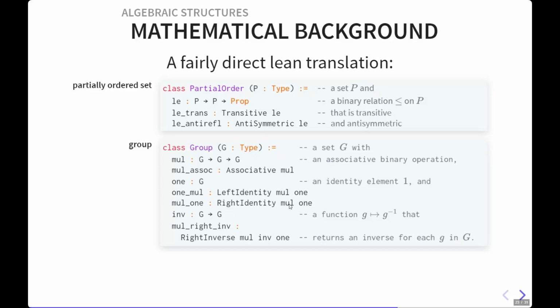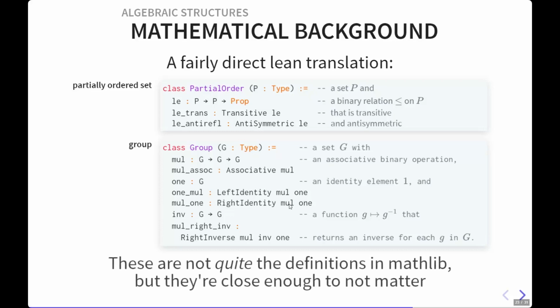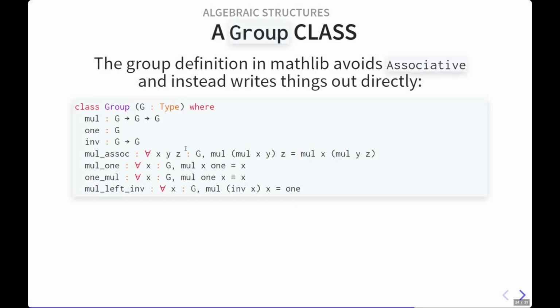And what I've written here for the group isn't actually how Mathlib writes it. It does have these associative, left identity, right inverse things, but that just makes things less pleasant for new users. So what Mathlib actually contains is it just writes these things out in full. So here you've got associativity. We're referring to this mul field that we defined earlier. This is still pretty unpleasant because you don't want to write mul using mul.